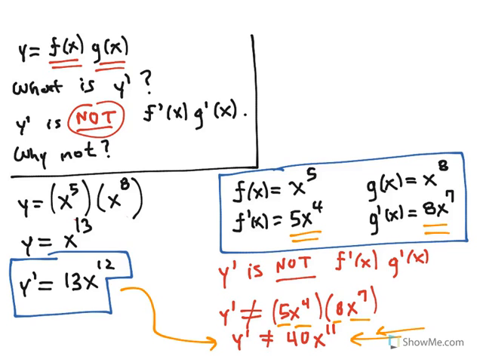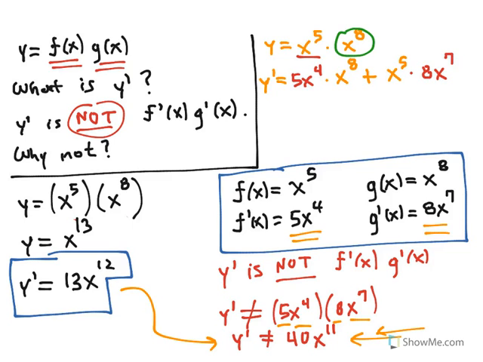So we're going to use gold, and we have y is equal to x to the 5th times x to the 8th. So according to the product rule, y prime would be the derivative of the first function, which will be 5x to the 4th, times the second function, plus the first function times the derivative of the second function. The derivative of the second function would be 8x to the 7th.